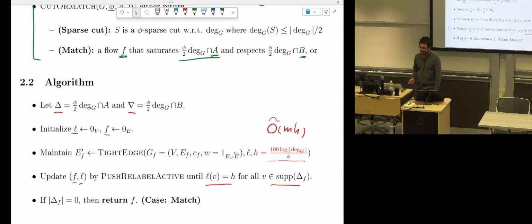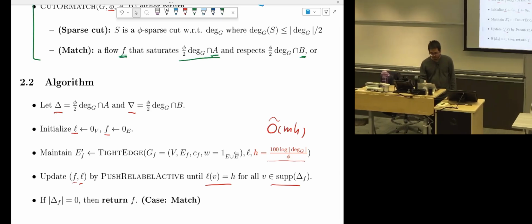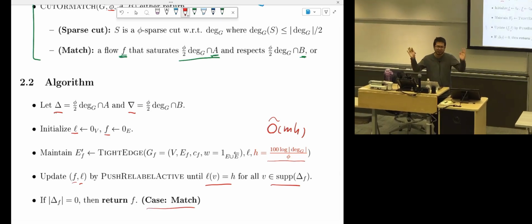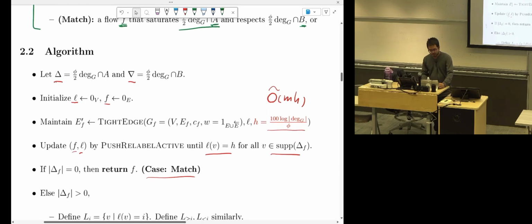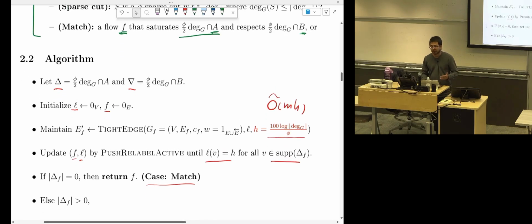Okay. And I claim that it's going to be this case. I successfully send out the flow. But otherwise, we're going to try to find a sparse cut. There is some excess here.